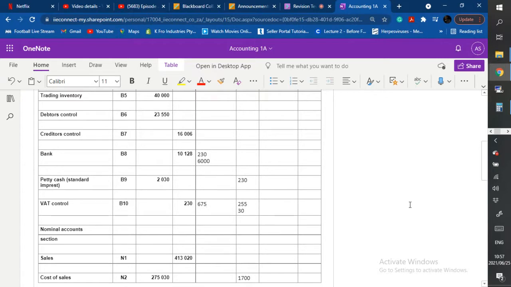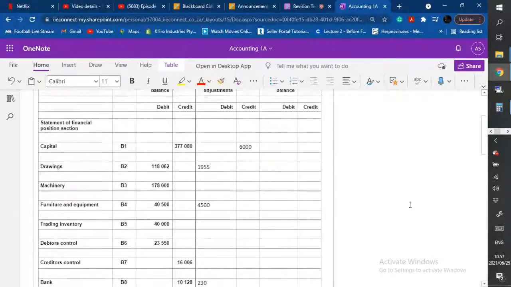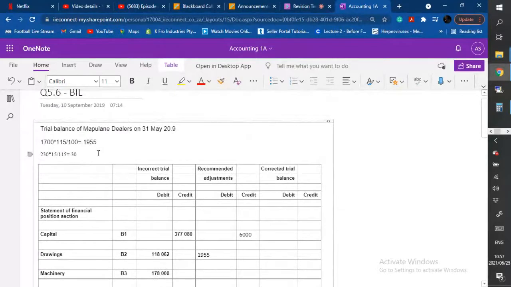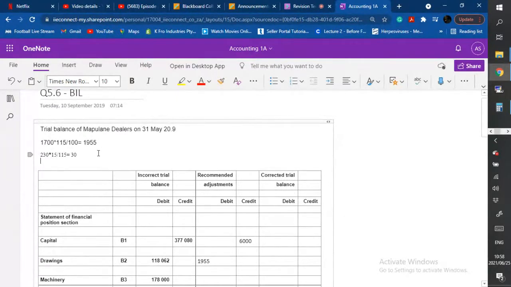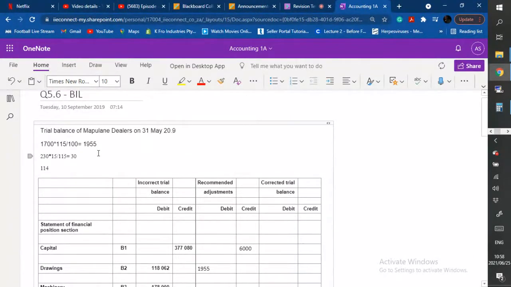So first things first, we need to go to the trading inventory account and remove this amount that was recorded there. But remember, they told us input VAT was claimed correctly. That means that what was recorded in the trading inventory account was the amount exclusive of VAT. So let's calculate what was actually debited in the trading inventory account: 11,400, that's the VAT inclusive, times 100 divided by 115 to get the VAT exclusive.